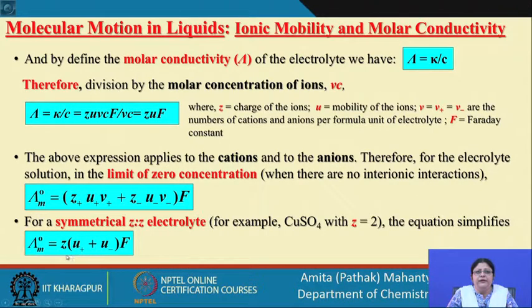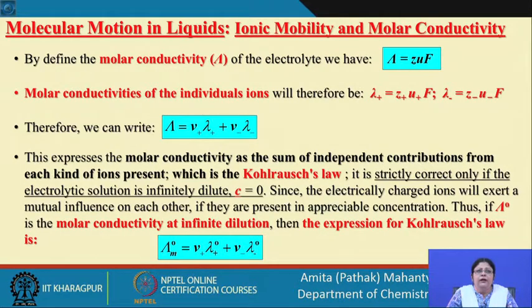So, Z can be taken out, and then you have U plus and U minus. So, for a symmetric electrolyte, this generalized expression can be rewritten in this form. This is a special case which we are looking into. Now, by the definition of molar conductivity, we have lambda equal to Z U F, when we are not separating them into the cation and anion.